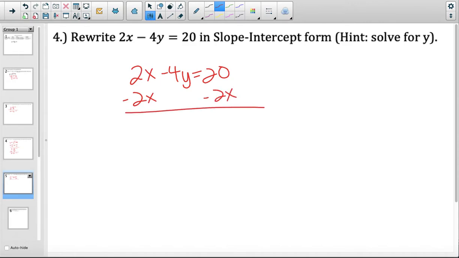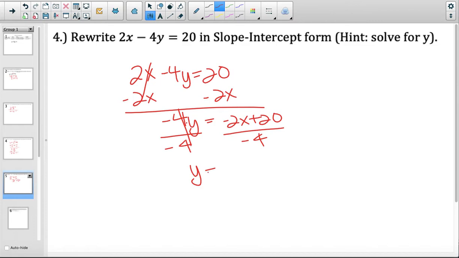And that leaves us with negative 4y equals negative 2x plus 20. The last step here to get rid of this negative 4, remember it's attached to y by multiplication. The opposite of that is going to be to divide. So we're going to divide both sides by negative 4.